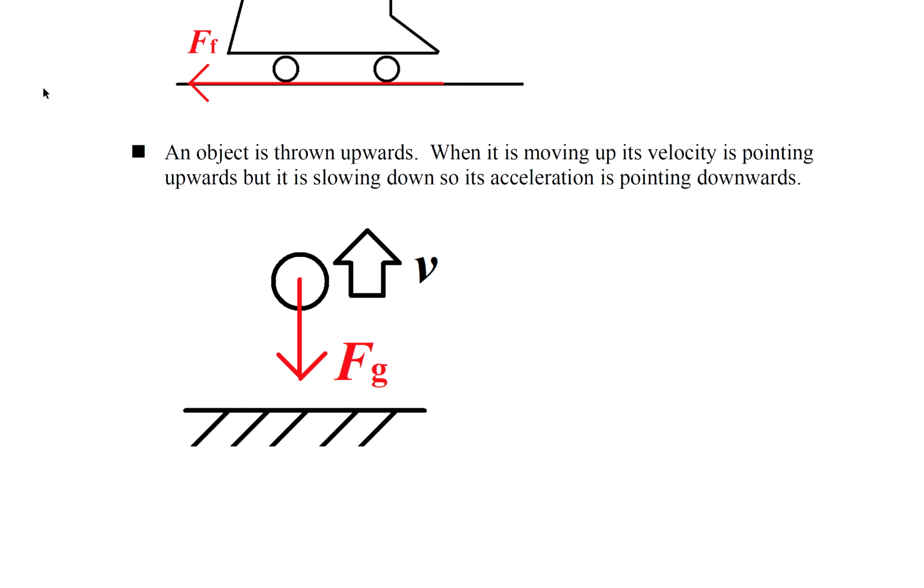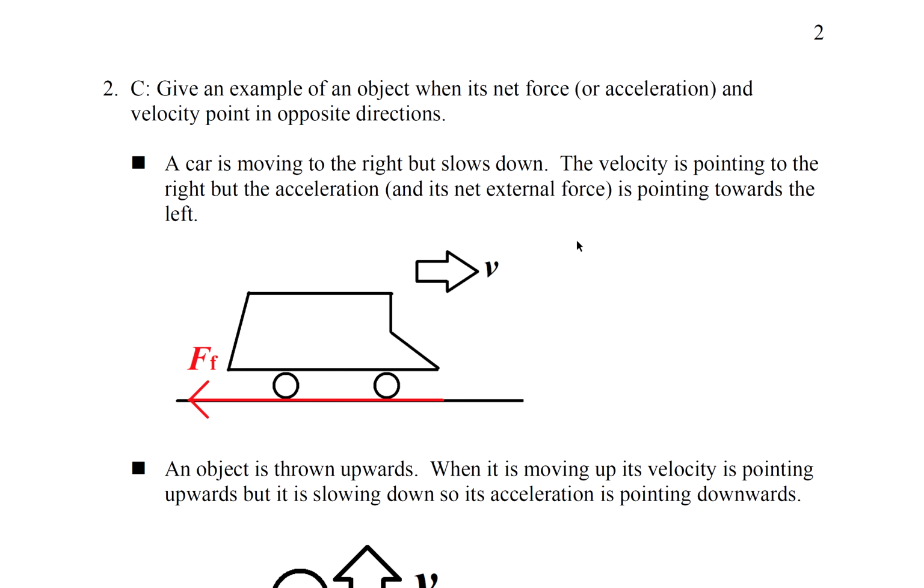Example 2, an object is thrown upwards. When it's thrown upwards, it's moving up, V is up, but the acceleration is down towards the center of the earth. V is up, but the force of gravity points down. So it's moving up, but it's slowing down. So the point of problem 1 and 2 is to prove to you that velocity and acceleration do not always point in the same direction.